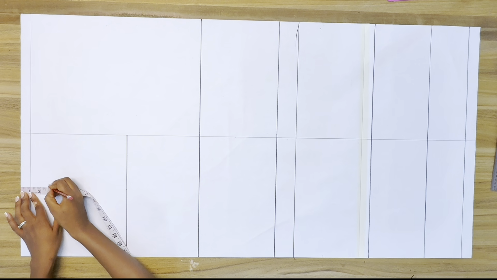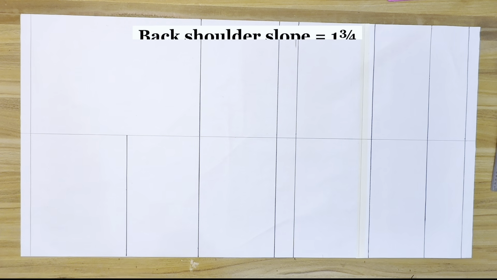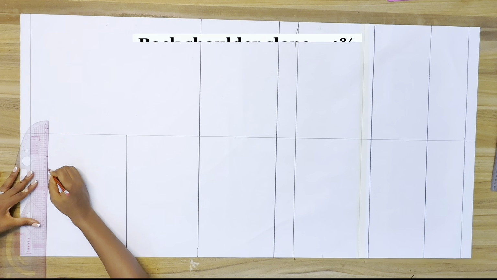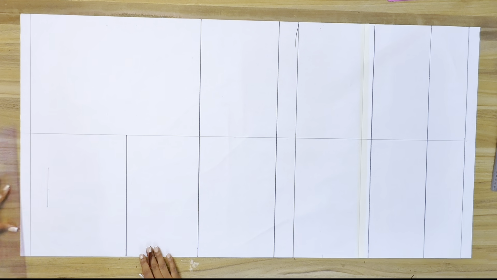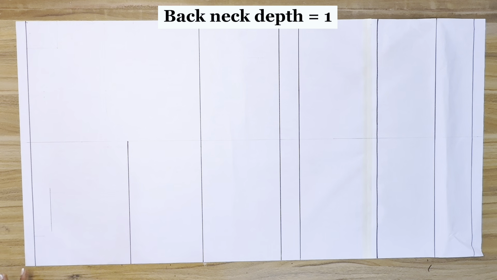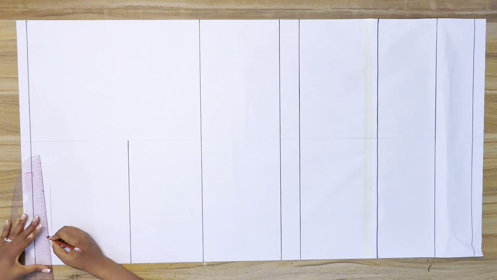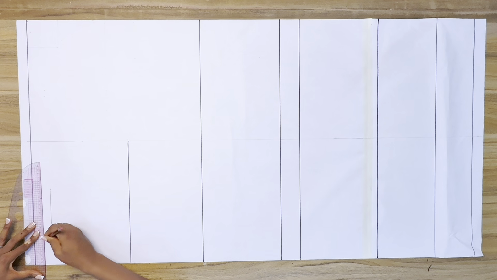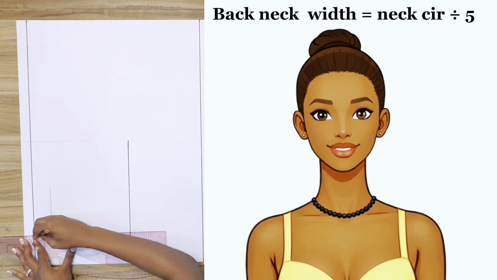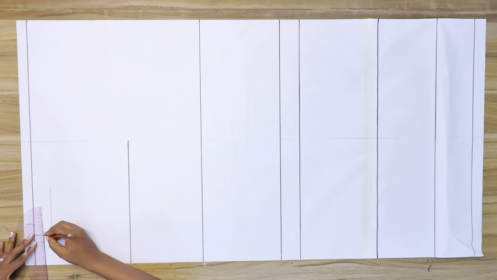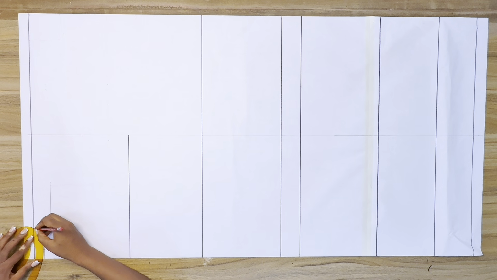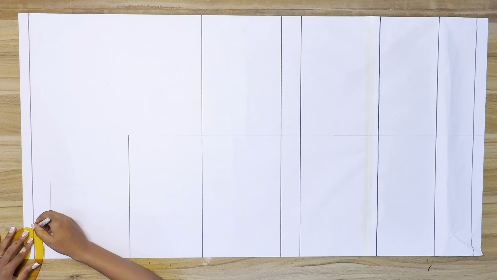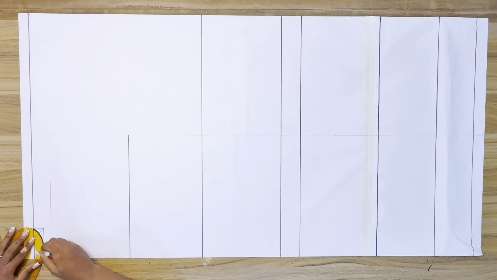Now from the top line, I'm going to measure down 1 3/4 inches and then square across a short horizontal line. This horizontal line is the back shoulder slope line. Along center back, mark down from the top line 1 inch. This is the back neck depth. Now square in a short horizontal line from this point that equals your back neck width and then use it to form a rectangle to meet the top line. Now, go in with your French curve and draw the back neckline like so. So we are done with creating the back neckline.